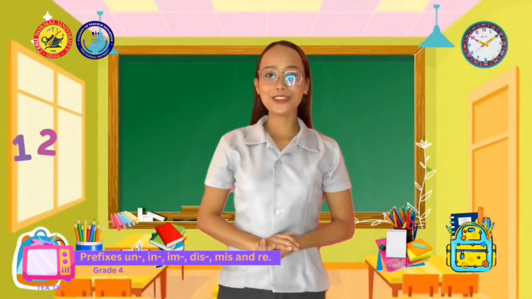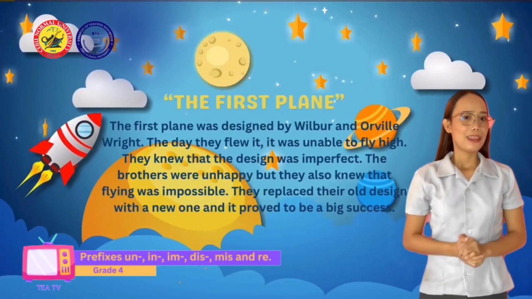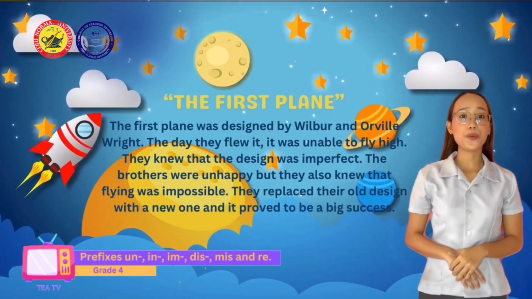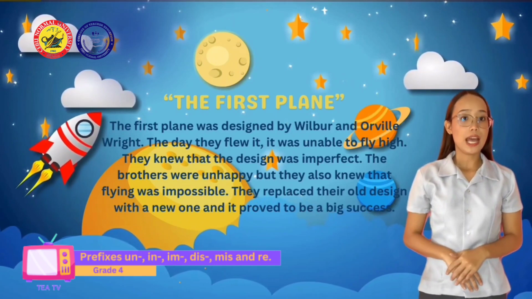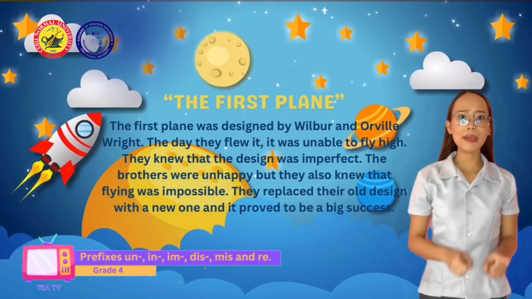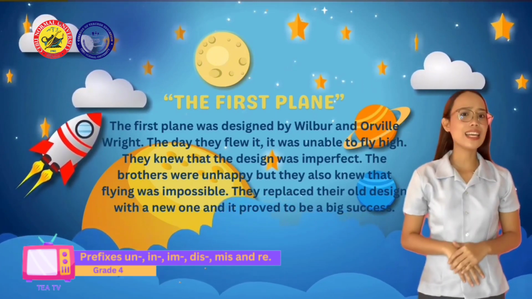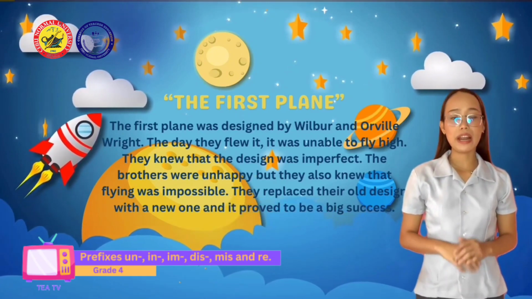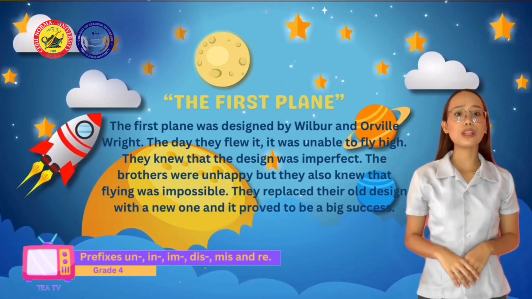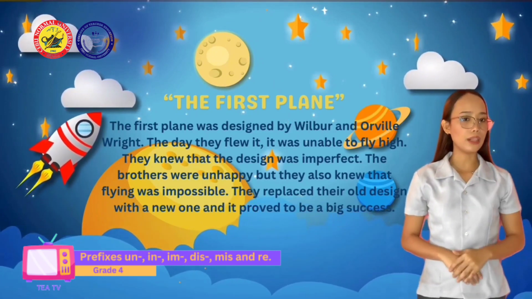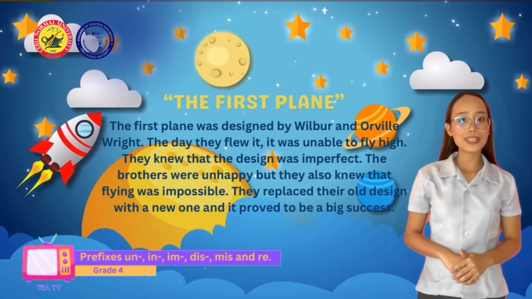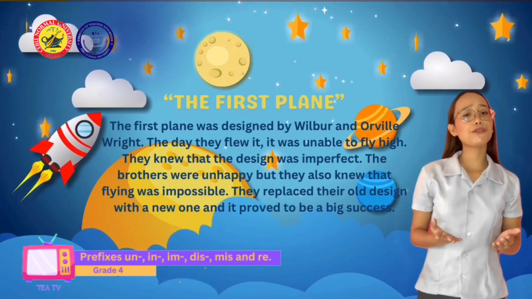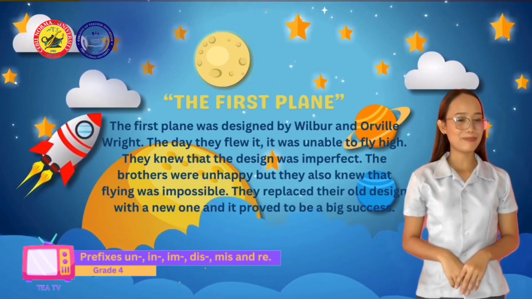Now I want you to read along with me. Let's read the text entitled The First Plane. The first plane was designed by Wilbur and Orville Wright. The day they flew it, it wasn't able to fly high. They knew that the design was imperfect. The brothers were unhappy, but they also knew that flying was impossible. They replaced their old design with a new one, and it proved to be a big success.